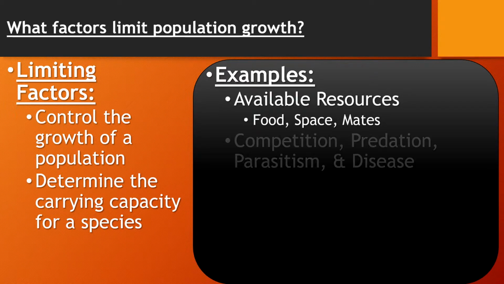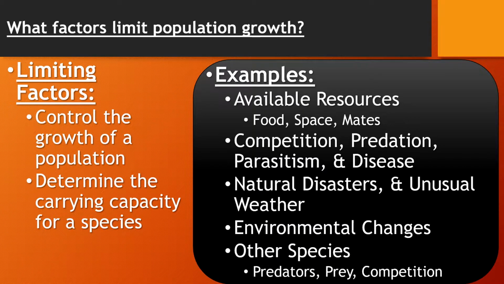Examples of limiting factors are amount of food, space, mates, competition, predation, parasites, disease, natural disasters, and unusual weather. Environmental changes can play big roles in creating limiting factors, and so can other species: predator, prey, competition. And so the only way after a species has reached its carrying capacity to increase the population is to eliminate the limiting factors, thereby raising the carrying capacity.